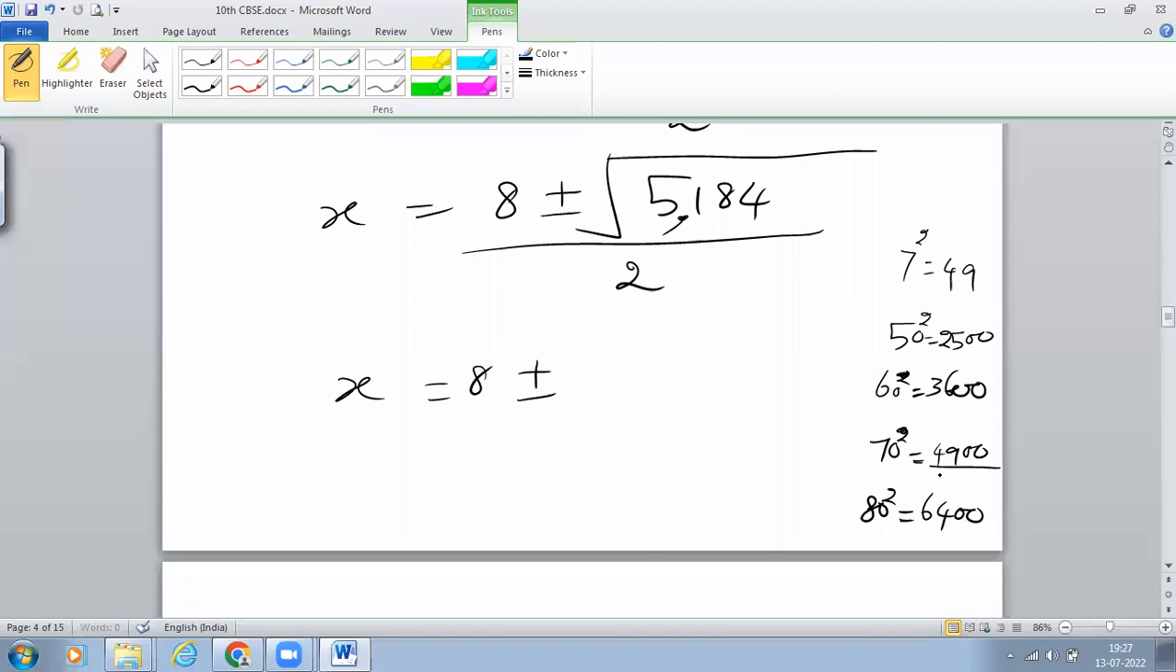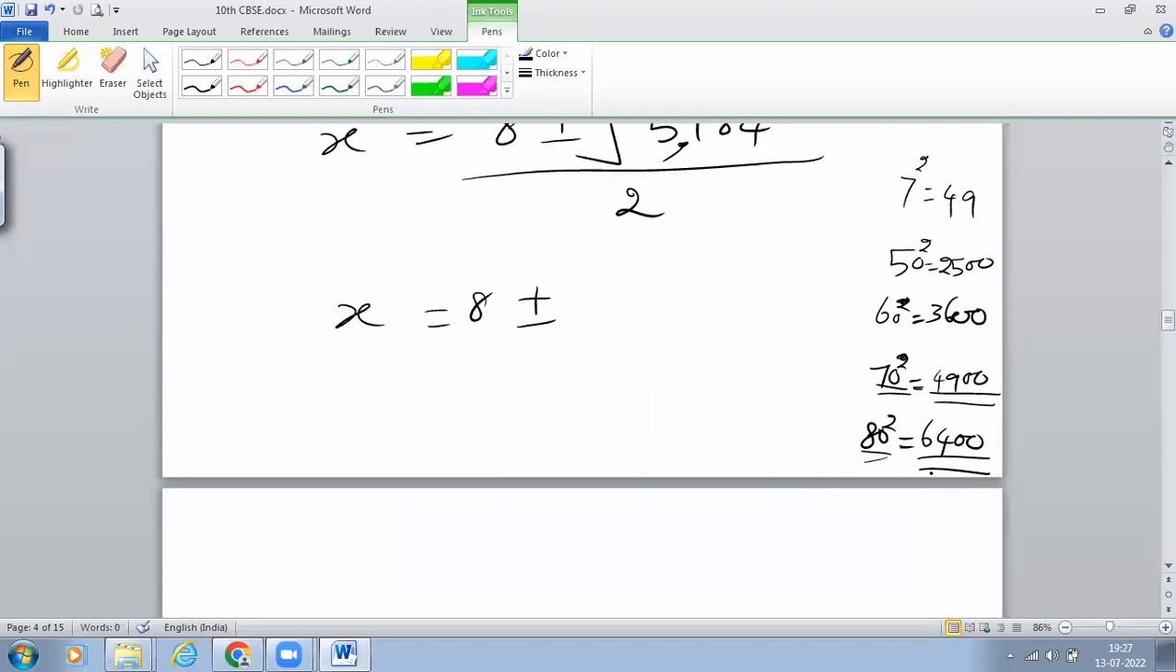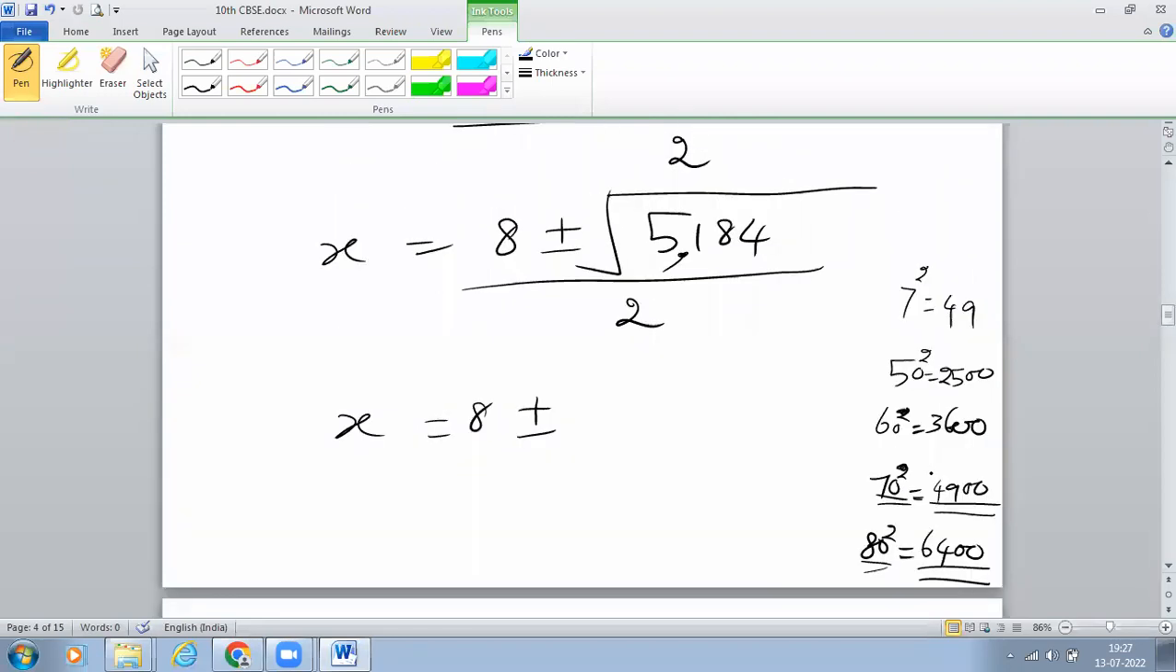Now listen, in between this 4900 and 6400, this 5184 will come. Am I right or wrong? This 5184 will lie between 4900 and 6400. And specifically, this 5184 will be near to 4900. It is not near to 6400. Therefore, in between 70 square and 80 square, there are 71 square, 72 square, 73 square, 74 square, 75 square, up to 79 square. In that number square only, this answer should come. And that too, the number ends with 4.